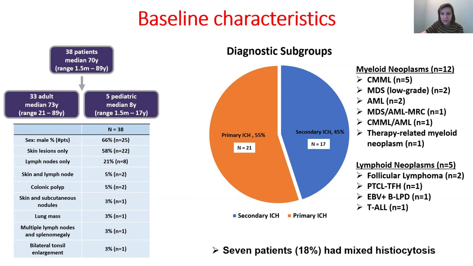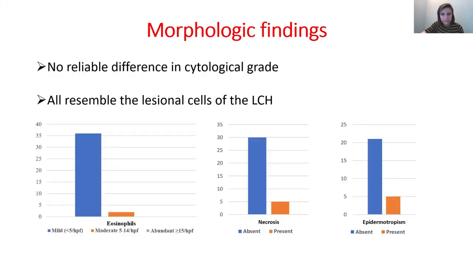lymphoproliferative disorders. And the most common clinical presentation was skin rash without any other lesion in about 60% of the patients, and about 20% of the patients had actually multiple lymph node enlargement. And another thing to mention is that 7 patients had another subtype of histiocytosis, so-called mixed histiocytosis.